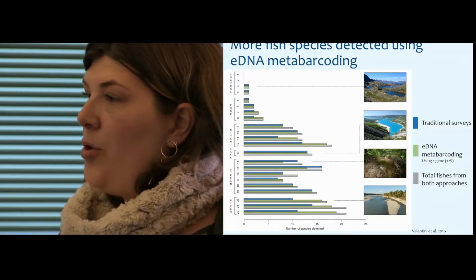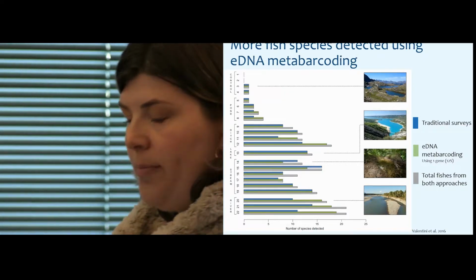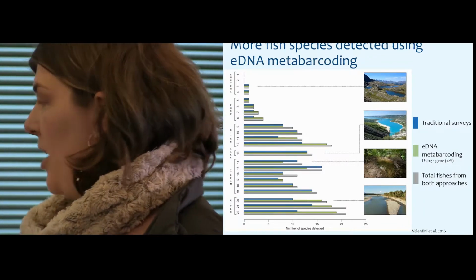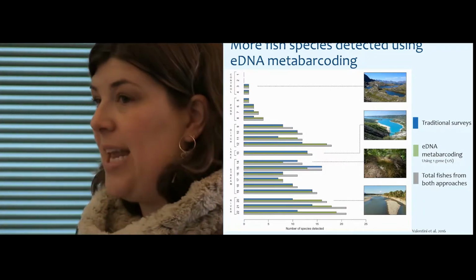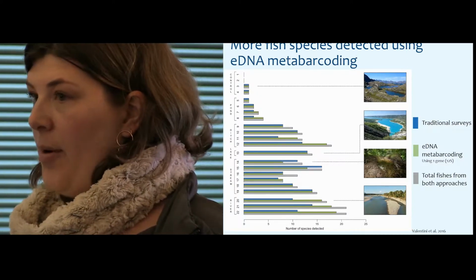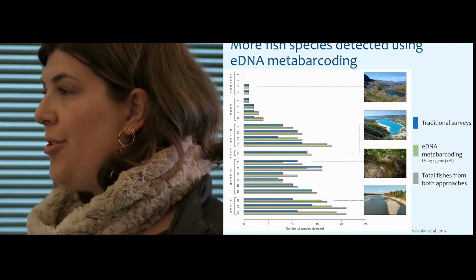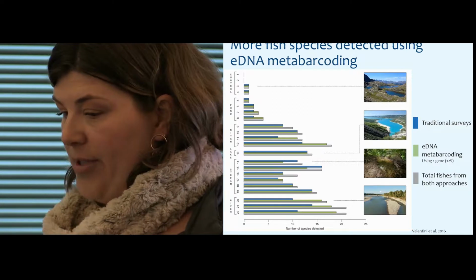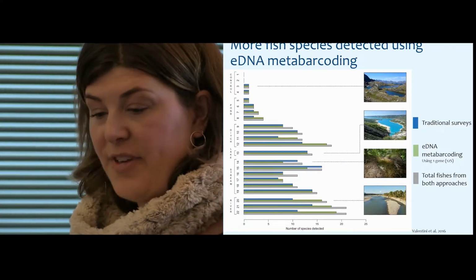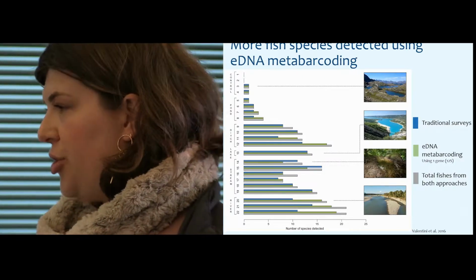So, I've explained the challenges to understanding aquatic biodiversity in these systems. And since 2012, there's been a new approach out called environmental DNA or eDNA metabarcoding. And essentially with the new eDNA metabarcoding, we have the ability to understand more about biodiversity. So what this study here shows is that more fish species were detected using eDNA metabarcoding than traditional samples.